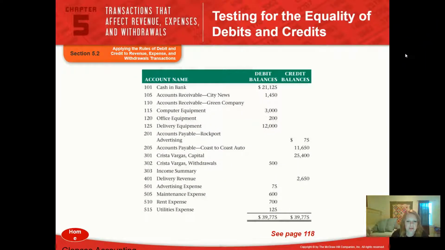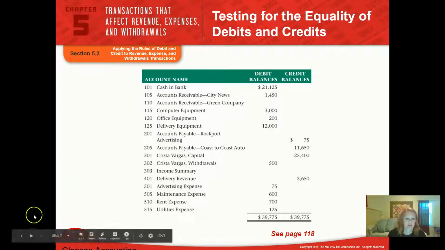Lastly, you guys are going to be asked to create a trial balance or to test for the equality of debits and credits. Basically, all you do is you list out your account names, so cash in bank, for example, has a debit balance of $21,125. You would add up all of your debit balances, add up all of your credit balances, and make sure that they equal. So this is just a quick way to check for the equality of debits and credits because you should have debits equal credits at all times.